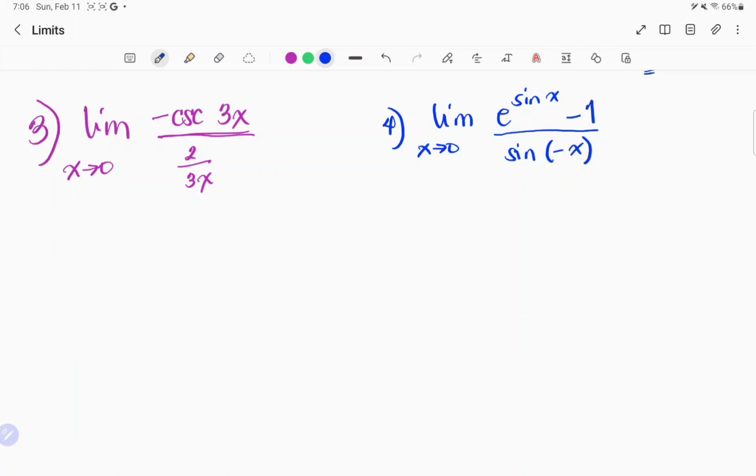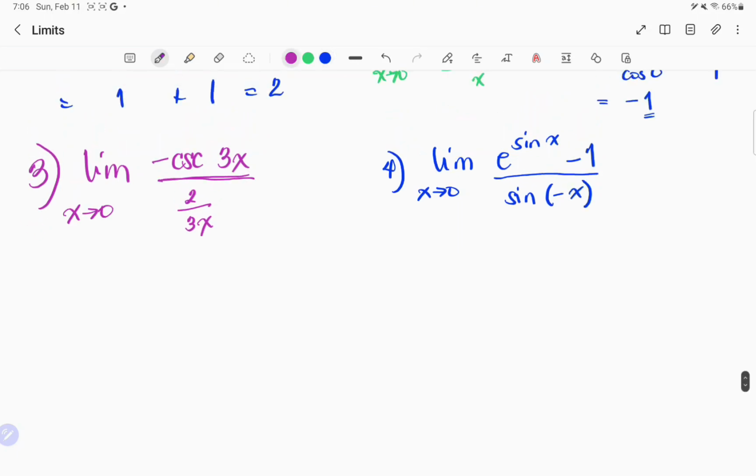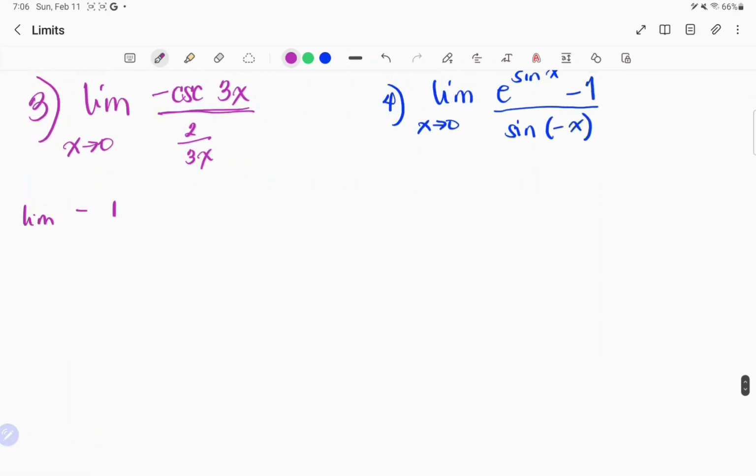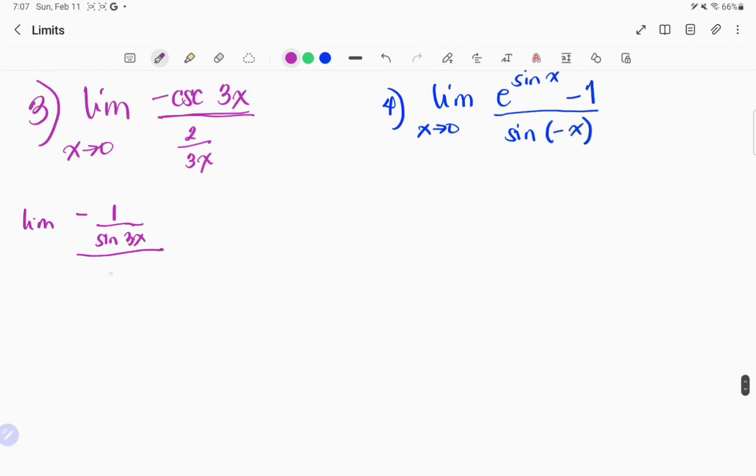Let's start with negative cosecant. Cosecant x is the same as 1 over sine x. So simplifying the function, it will become the limit of negative 1 over sine of 3x, that's the reciprocal identity of cosecant 3x, over 2 over 3x, and then we have x approaching 0. Let's further simplify this.